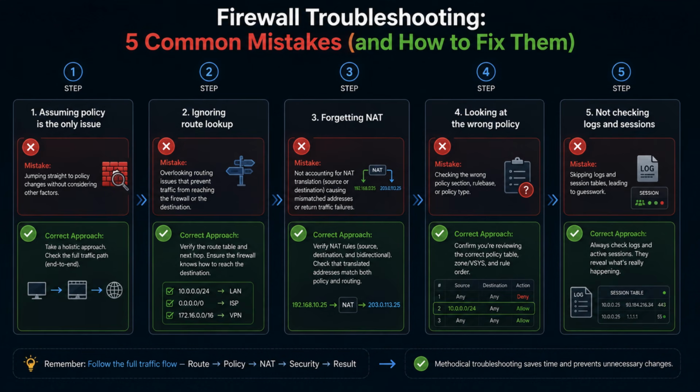Fourth, checking the wrong policy. Always identify the actual source zone, destination zone, address, application or service, and direction of the traffic. Fifth, not checking logs and sessions. Logs show the firewall decision. Session information can show whether a connection was created, how it was translated, and whether return traffic is being seen. The most effective troubleshooting process is systematic. Validate the path, validate the policy, validate NAT, inspect the session, and confirm the logs.